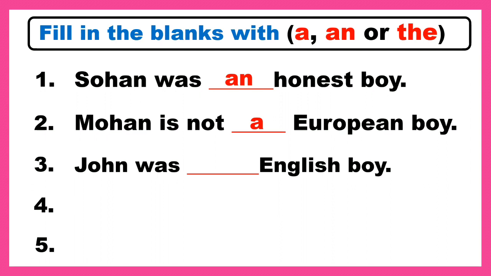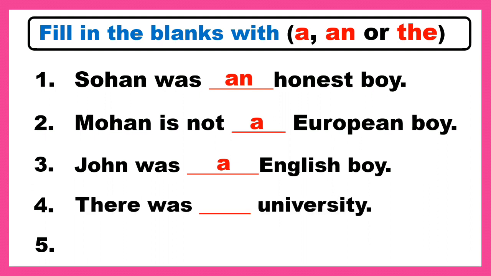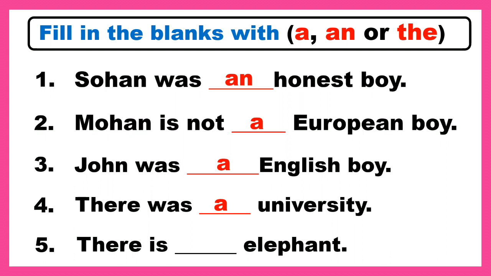John was dash English boy. Answer is a. John was a English boy. There was dash university. Answer is a. There was a university. There is dash elephant. Answer is an. There is an elephant.